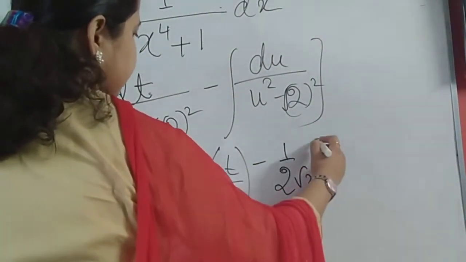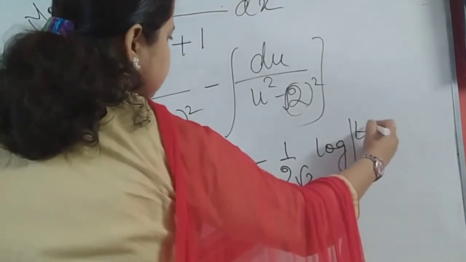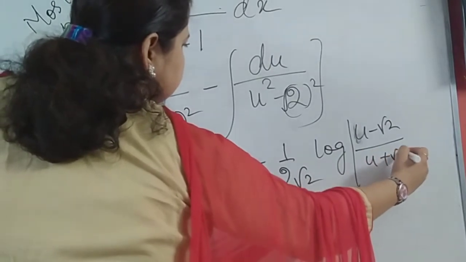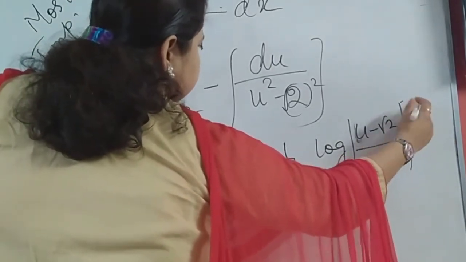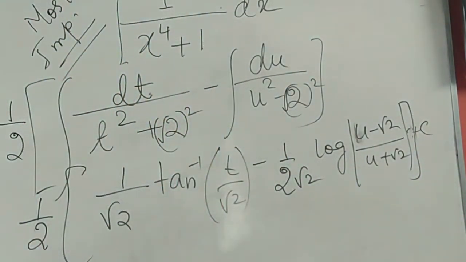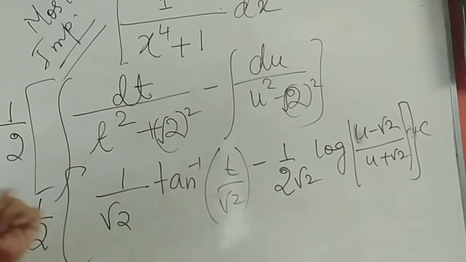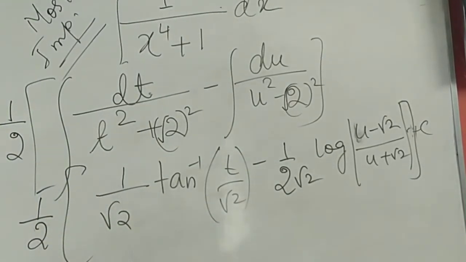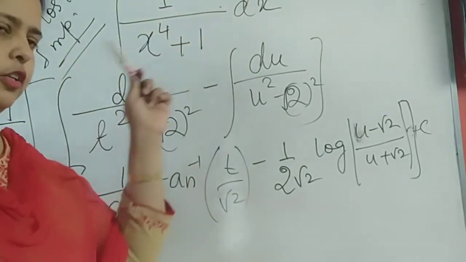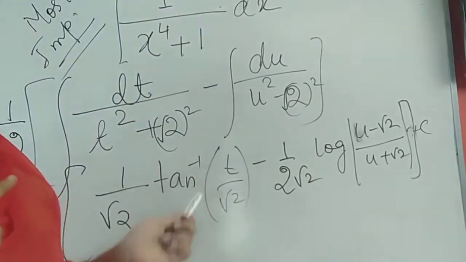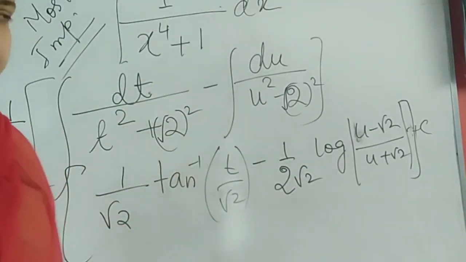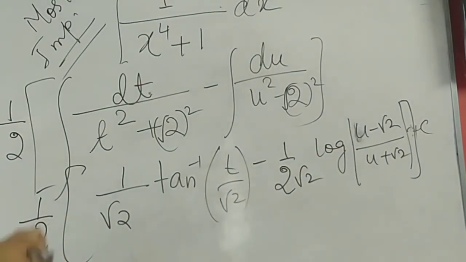1 by 2a, that is log of x minus a by x plus a, and c, of course. Without this we cannot finish our answer. And the last but not the least part, you all know what to do. This is t. You know what is t? You substituted t, so substitute here and convert this one also in terms of x. That I am leaving on you, because up to this is the very important part to complete.